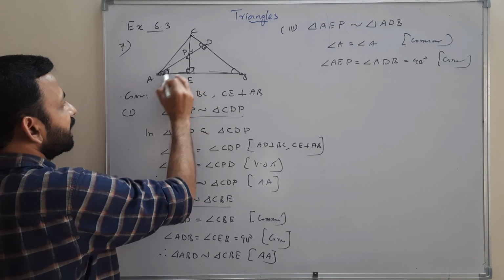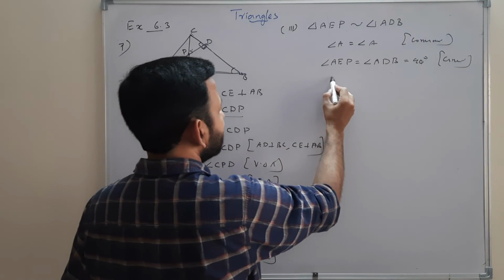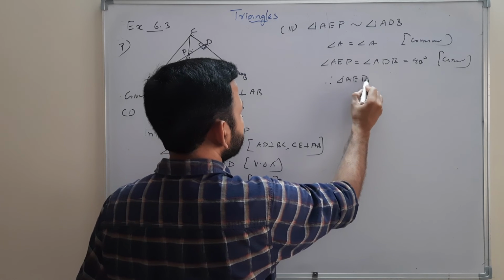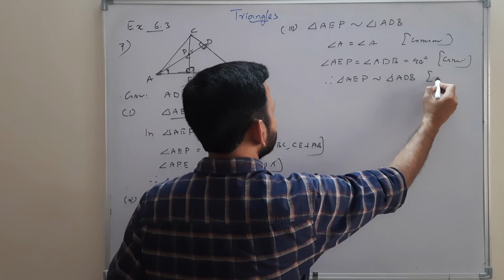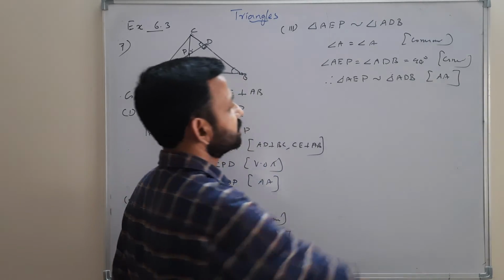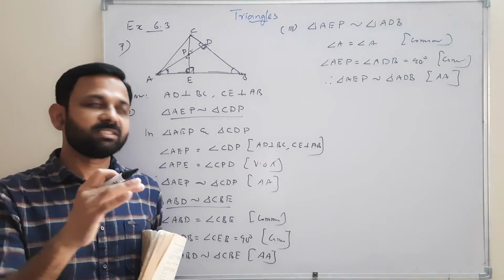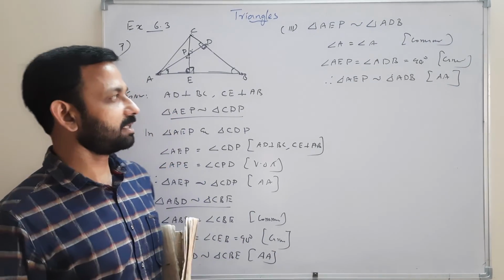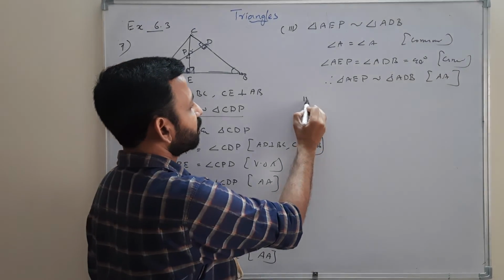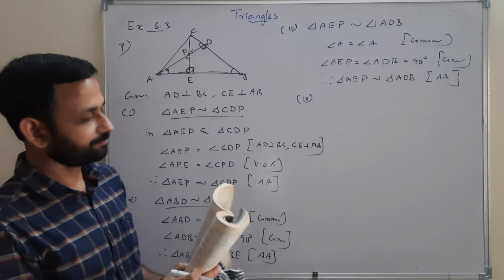So here one angle is common and here 90 degrees, in this triangle and this one. So we can say triangle AEP is similar to triangle ADB by the AA similarity theorem, because two angles are equal. Now we have one more part, that is the fourth part.